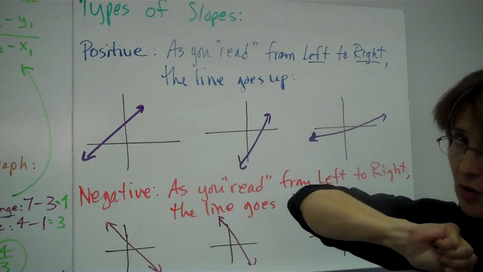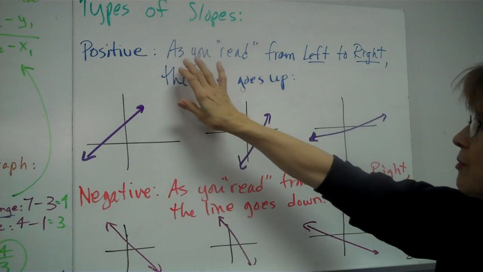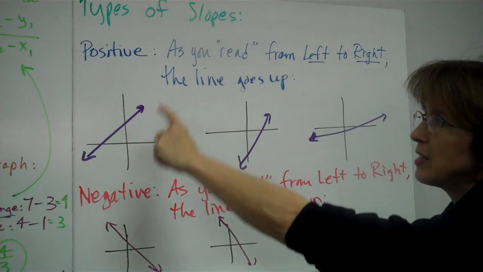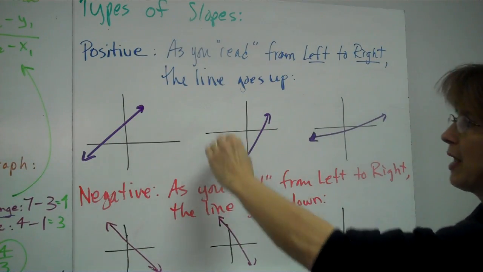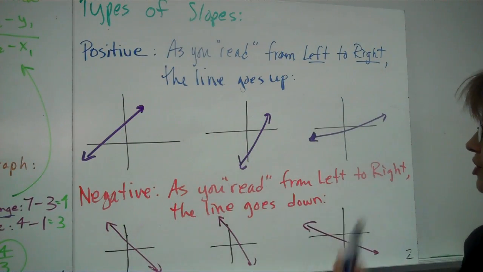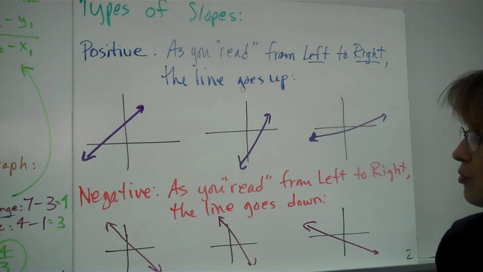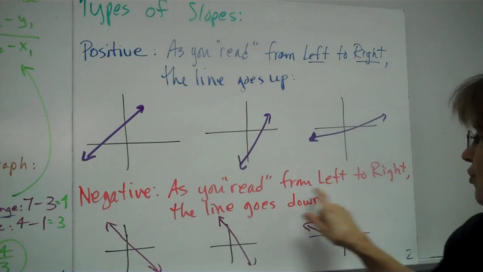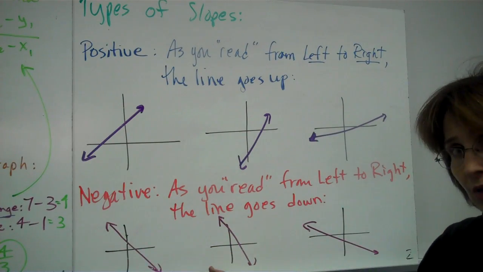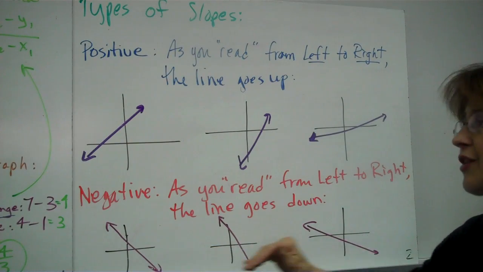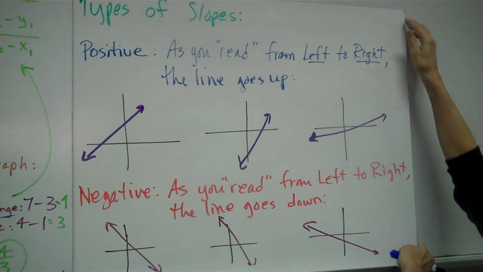Okay, now let's talk about things we've been talking about. There are 4 different types of slopes. One is positive. Remember, as you read from left to right, we here in America read from left to right. So the positive slope is going to be going up as you read from left to right. I just tried to illustrate a couple of different types of positive slope lines. Negative, same thing. As you read from left to right, it goes down though. You still read from left to right. That's the only thing that's the same. And if it goes down as you're reading it from left to right, that would be a negative slope.